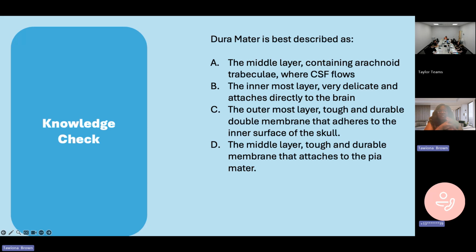Okay, so here's a potential question on what could show up on your board exam or what could show up on a final or a midterm from me. The dura mater is best described as what? What's your answer? C. C is the correct answer. Perfect. It's the outermost layer, tough and durable. It's double membrane and it adheres to the inner surface of the skull. Quick, easy, to the point, right?